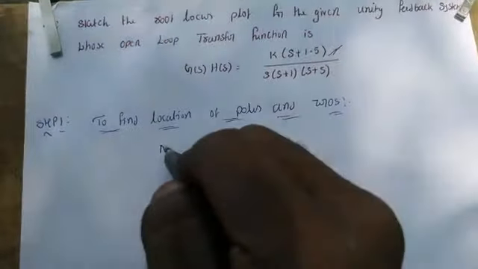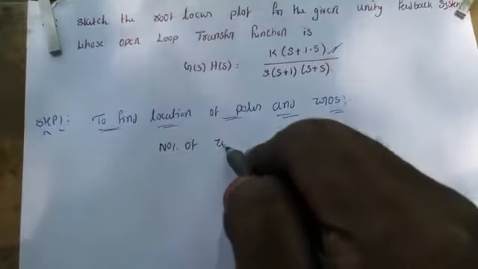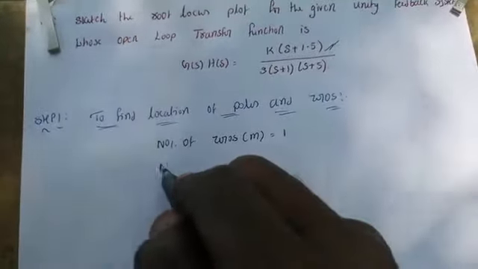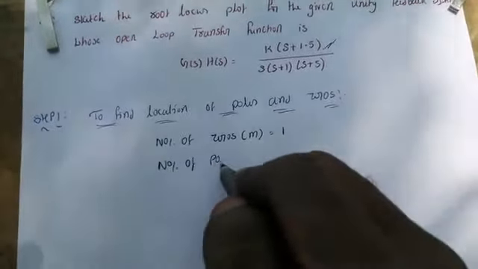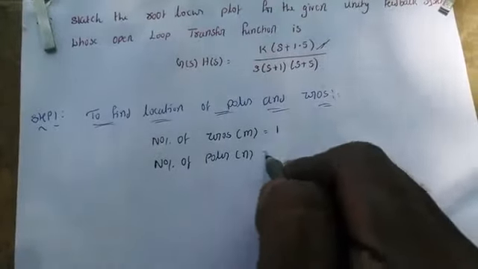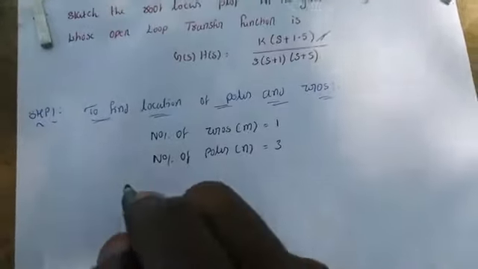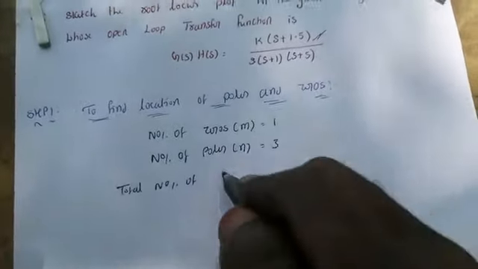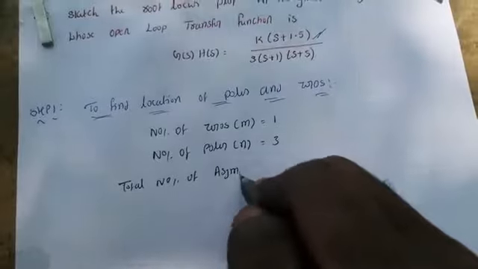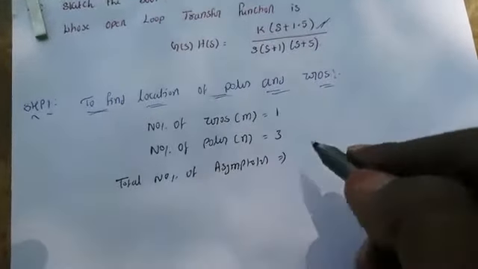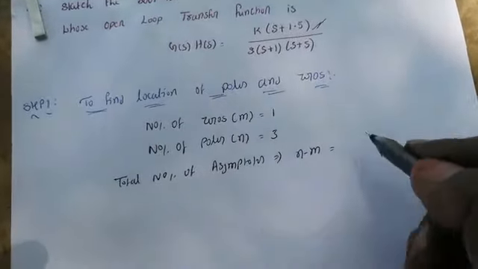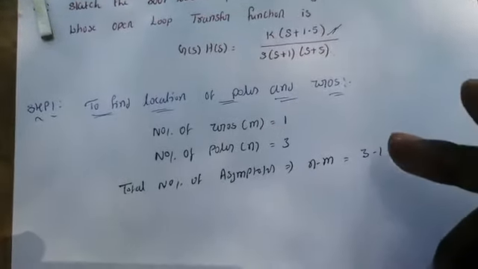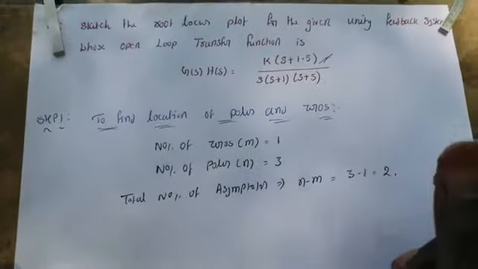So the number of zeros, denoted by small m, is equal to 1. The number of poles, denoted by small n, is 3. So the total number of asymptotes is n minus m, which is 3 minus 1, that is 2. So this is the number of zeros and poles from the given transfer function.